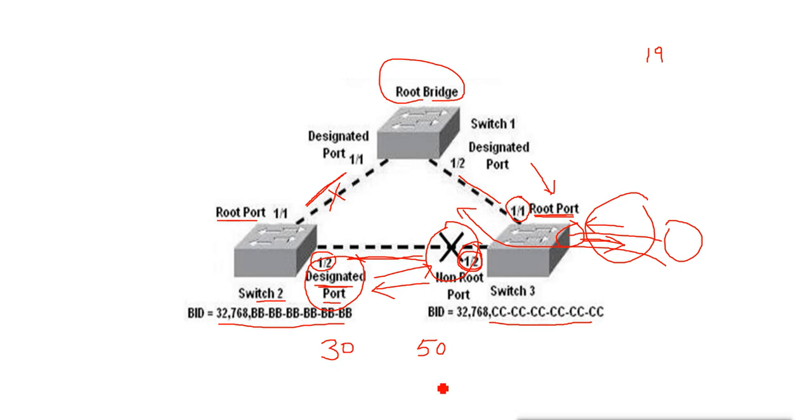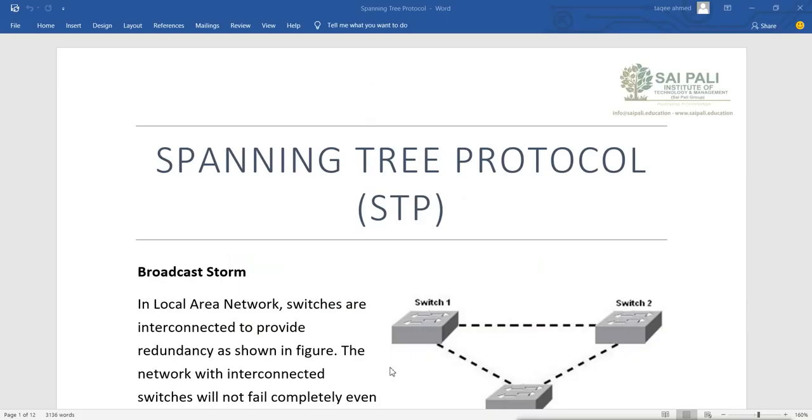And this is called convergence. Convergence means, after a disabled or blocking state, going to the forwarding state, how much time it will take. It is called convergence time. So this is what the Spanning Tree Protocol is, and this is how it works. It is basically for avoiding loops.